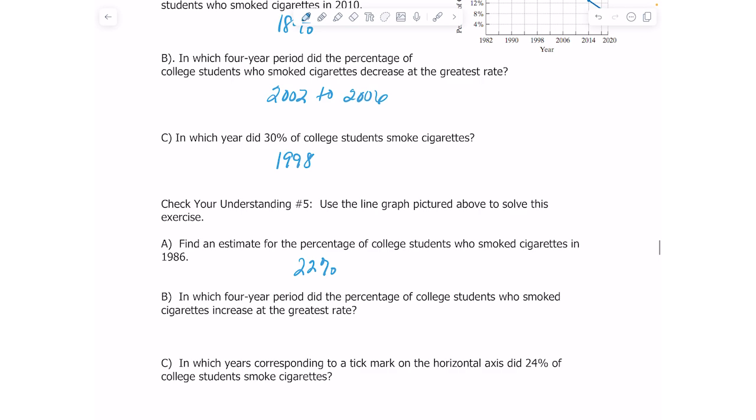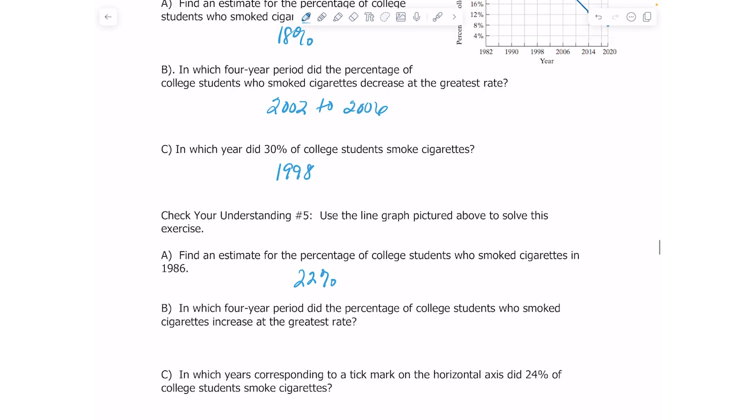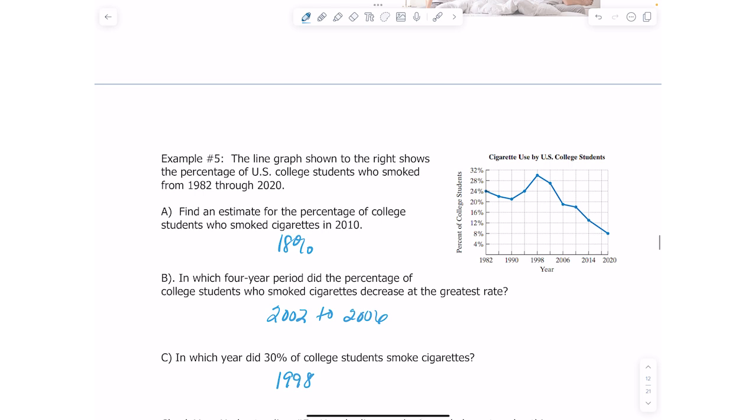In which 4-year period did the percentage of college students who smoke cigarettes increase at the greatest rate? So here we're looking for the sharpest slope in the positive direction, the steepest here. So where is it increasing? It's increasing here, and that's it. So where is it steeper? It's steeper from here to here. So this is 1994 through 1998.